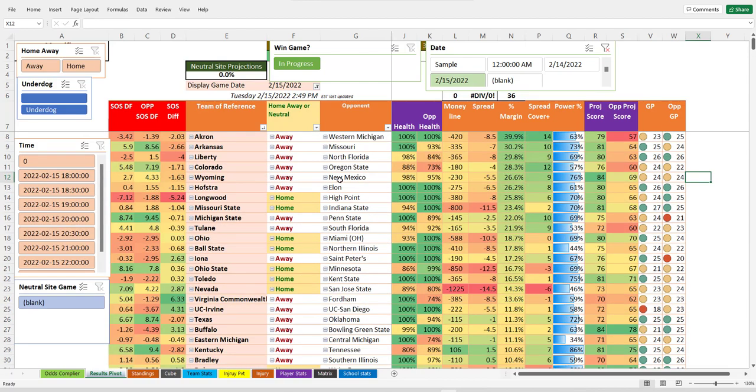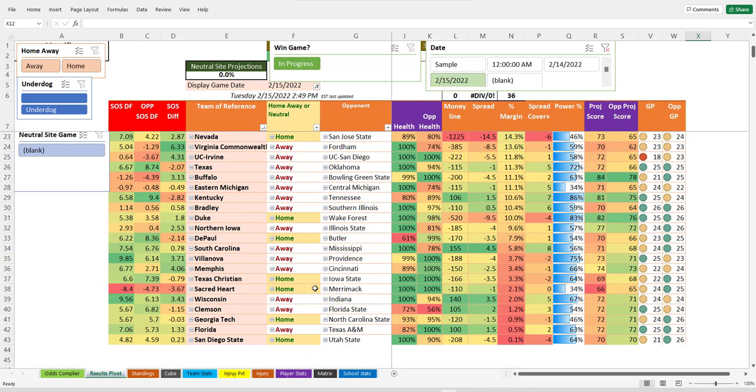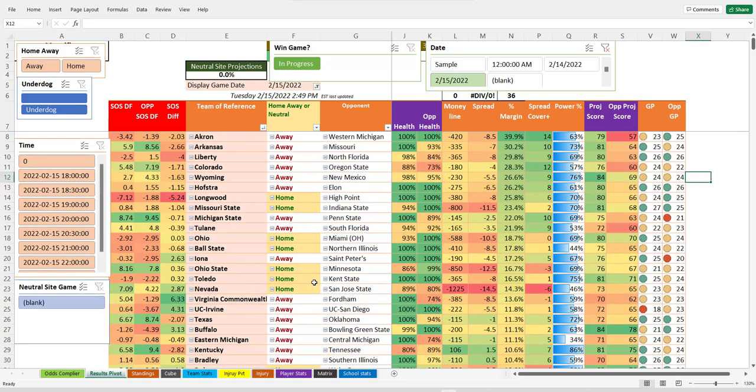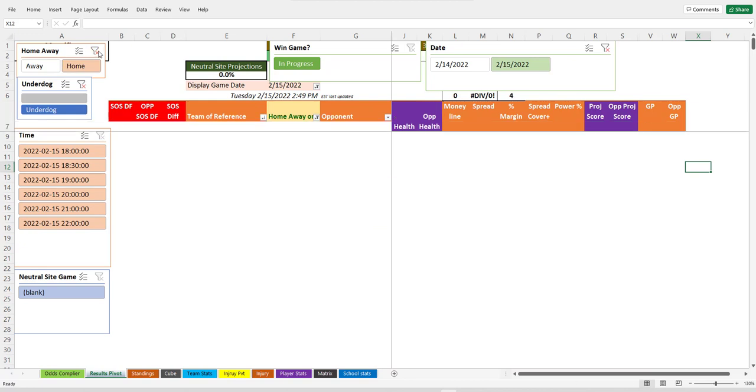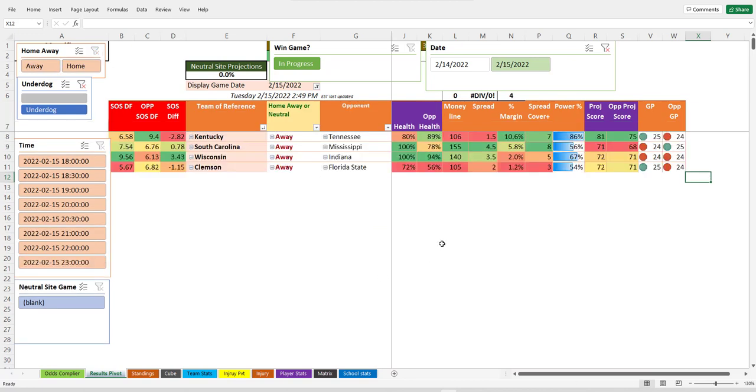We've got 36 games and very few home teams, which is really, really interesting because normally you see a lot more home teams up here. There's no home bump. Are there any home underdogs? I highly doubt it. Nope. There are 4 underdogs.